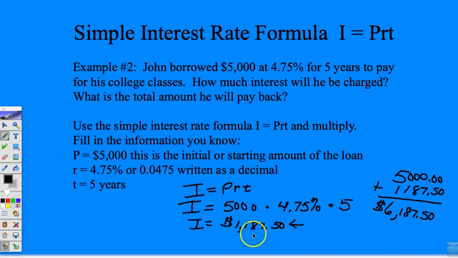The interest alone is right here. That's the cost of borrowing money in this case. If I add it back to what he borrowed, this is what that loan ended up costing him in the end.